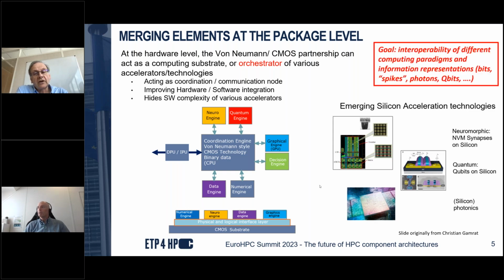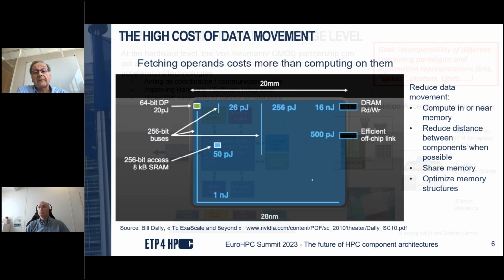So one advantage of having all these units under the same package is that it reduces the communication length between all the units. So Craig, if you could go to the next slide. Yep. Yeah.